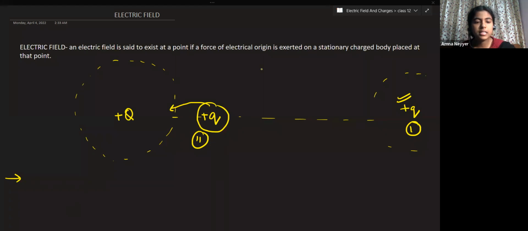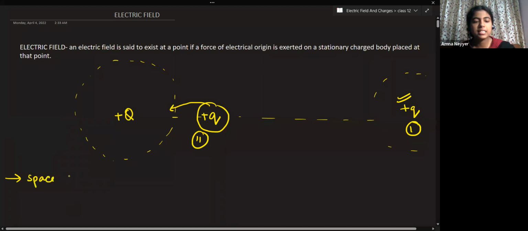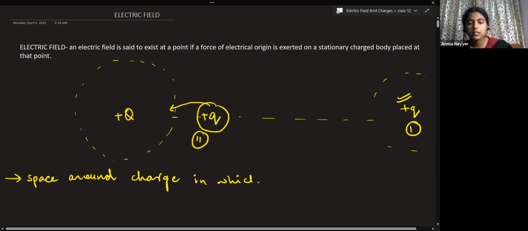So see, electric field is the space around a charge. This is the confined region in which its electrical properties can be experienced.